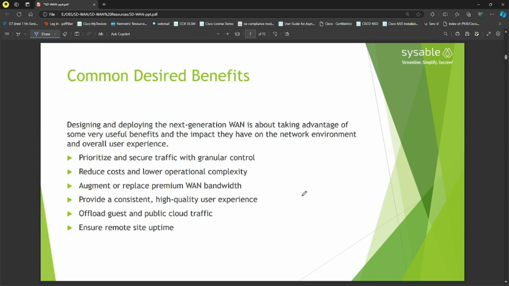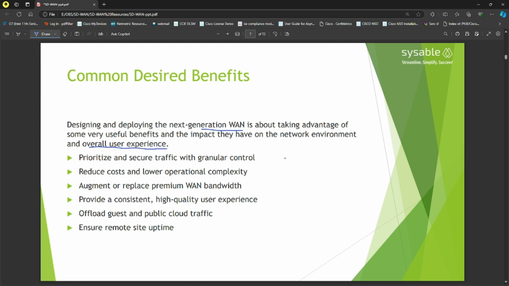Now, the desired benefit. Designing and deploying the next generation WAN is about taking advantage of some very useful benefits and the impact they have on the network environment and overall experience. So we are all focusing now on overall user experience. We shifted from configuring the traditional network to software as a service, cloud, and all different things, with the overall focus on user experience. Prioritize and secure traffic with granular control.